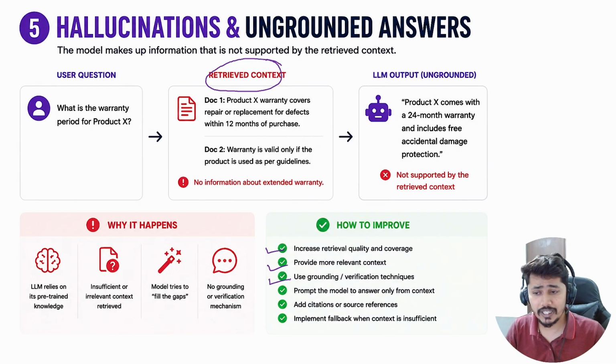You can use grounding and verification techniques. You should add some grounding rules so that the model starts generating grounded responses. And again, you can add citations, sources, references, so that the model knows that this particular information is extracted from which source. And that's how the LLM, instead of hallucinating, can start generating the proper responses.